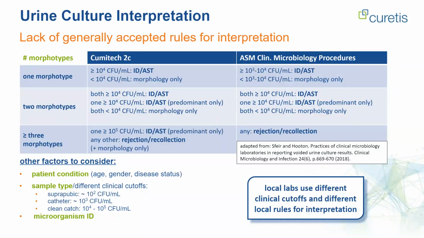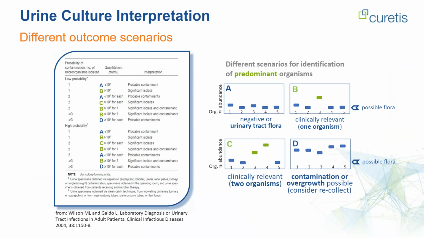Therefore, this table shows you several rules how to proceed if you observe 1, 2, or 3 or more different morphotypes, and how to proceed either by doing a full identification and AST, or by reporting morphologies only, or even by rejecting the samples. So there is no need to read through all of these. This is illustrated on the next slide with some practical examples. So on the left side, you see some even more sophisticated rules, but have a look at the examples on the right side that present a more simplified view of typical outcome scenarios.